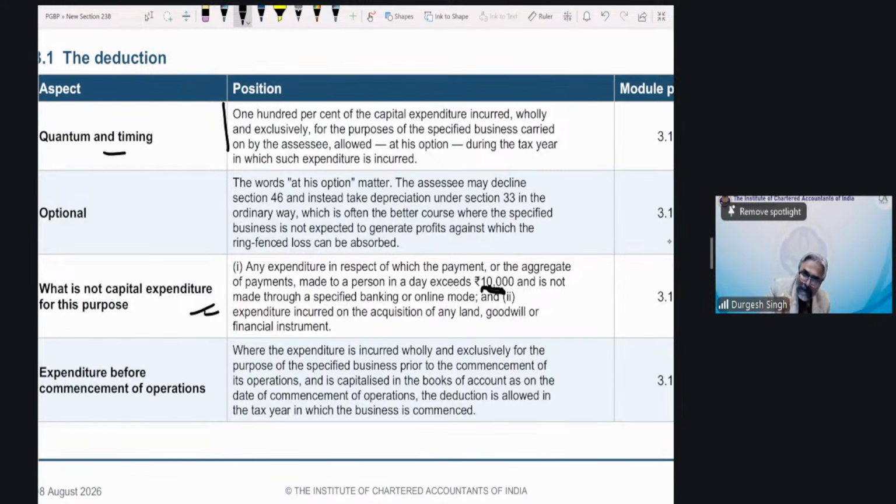Similarly, for section 46, specified business, the eligible capital expenditure minus, students, you will do of that portion of the capital expenditure which you have paid otherwise than by an account payee cheque or draft or the prescribed electronic means. In simple words, in cash. That much portion of deduction will not be allowed. Is that clear to all of you, students?